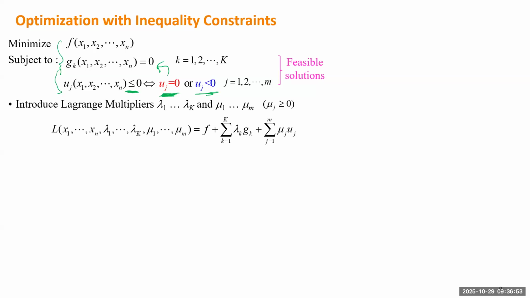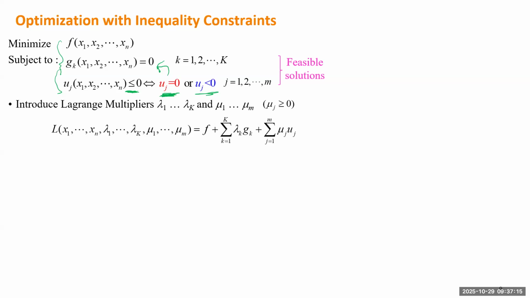When we deal with the equality constraints, we only introduce lambda. We didn't say lambda has to be positive or negative, because in that case we want the stationary points. We want to find stationary points of the Lagrangian function. Once you find the stationary points, that will make sure the equality constraints are satisfied.